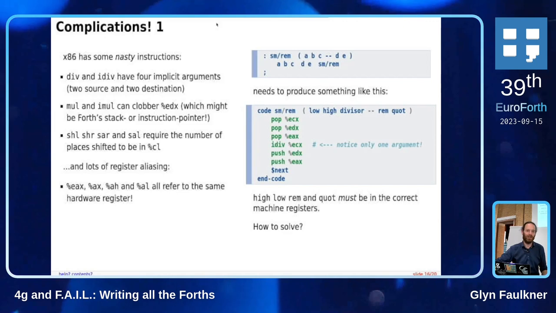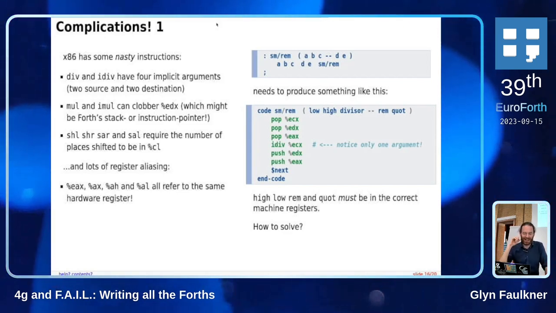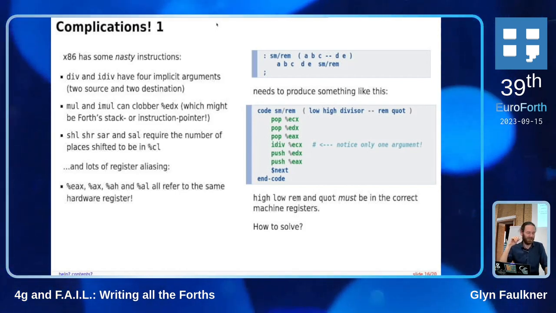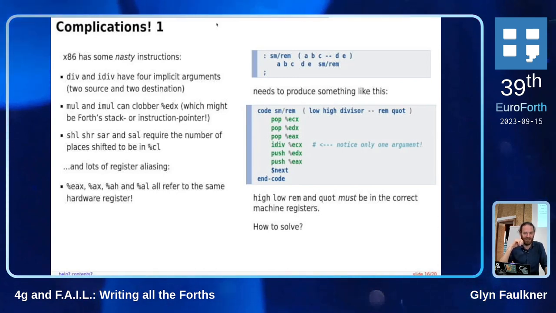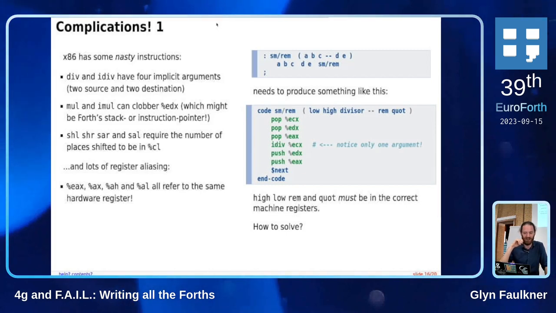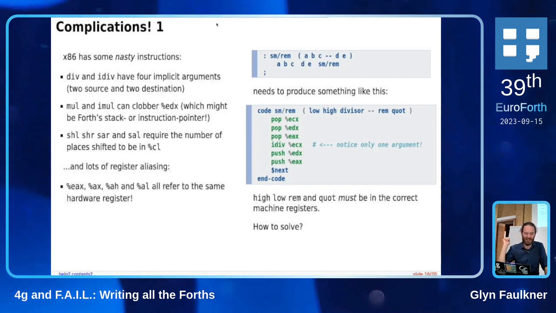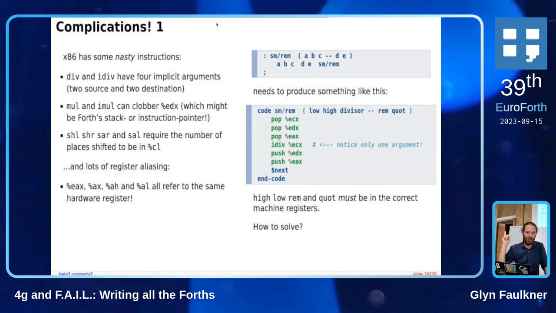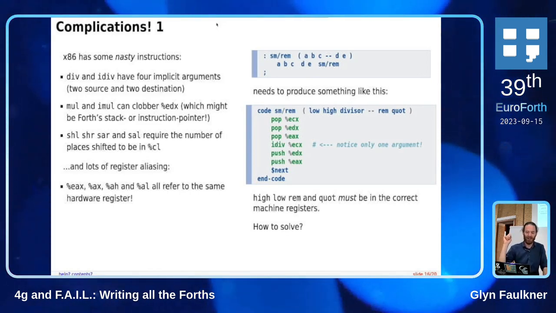So, it's not that simple. It's never that simple. The x86 has some pretty complex instructions in terms of their semantics, div and idiv being the worst I've had to deal with so far. Essentially, they take a single parameter plus four implicit parameters, two sources and two destinations.